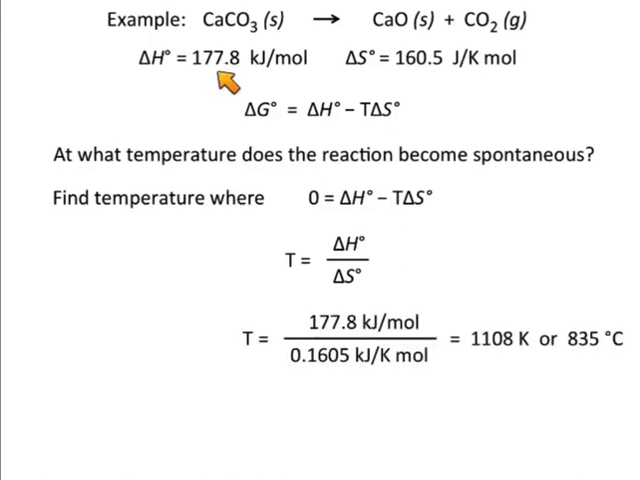All right, we have our delta H, we have our delta S. Make sure you make the units match. And then you'll get some number in Kelvin, which for this reaction is 835 Celsius. So that's the line between spontaneous and non-spontaneous.